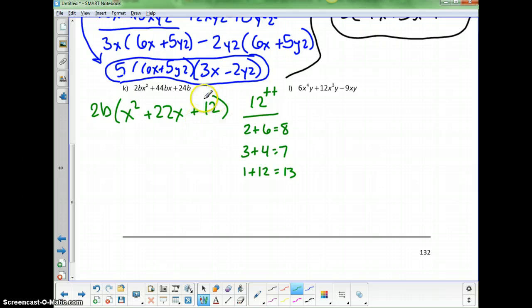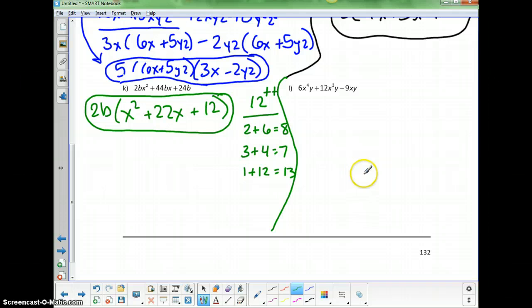So with 12 being my last number here, I don't have a way of adding up to something as big as 22. So that means that this right here cannot be factored further, and I want to leave this work right here to show that I've thought of all the possible ways of multiplying to 12 and that none of them worked. So this right here has been factored a little bit. That was as much as I could do. So the remaining portion was prime, but it was factored some by taking that 2b out, so the answer is not prime.